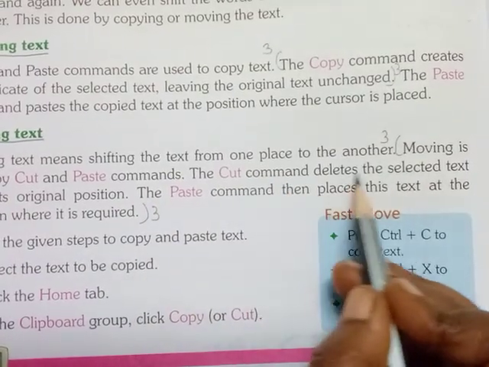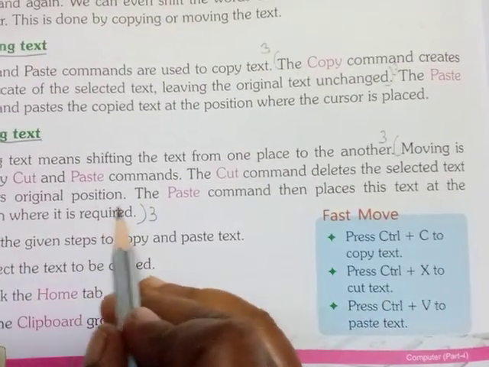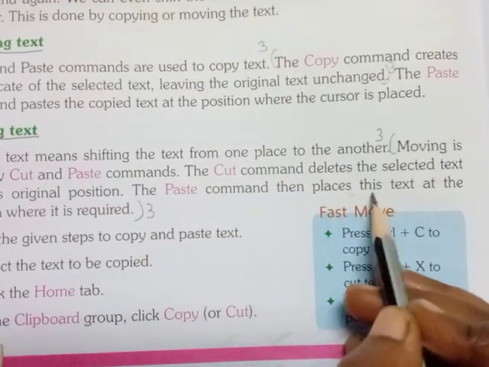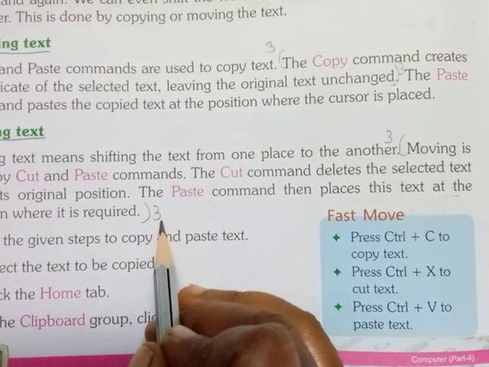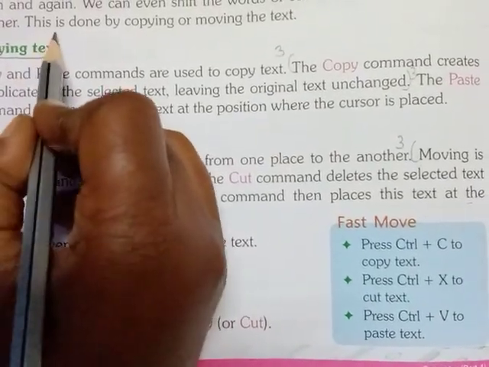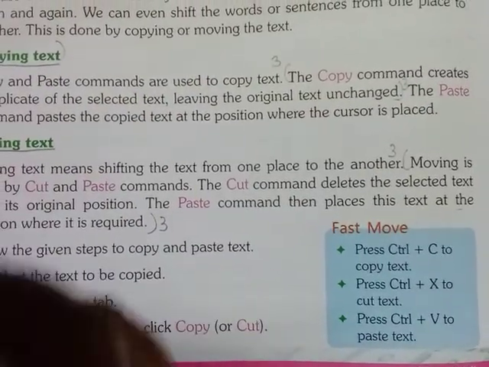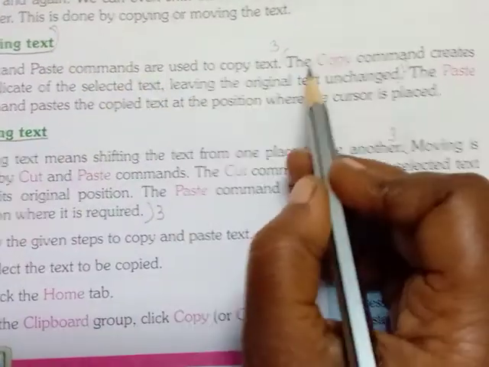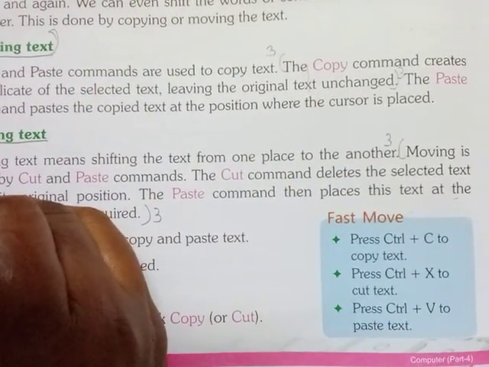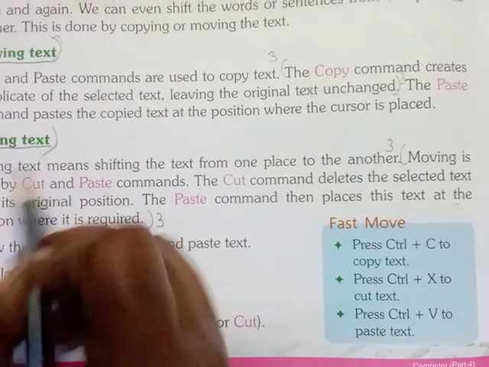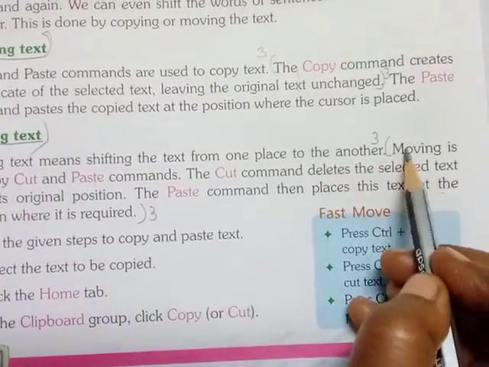The cut command deletes the text from its original position. The paste command then places this text at the position where it's required. So put this side heading. Third question answer, children. Put this side heading, copying text, and write this point. And next in that answer, put side heading, moving text, and write this answer.